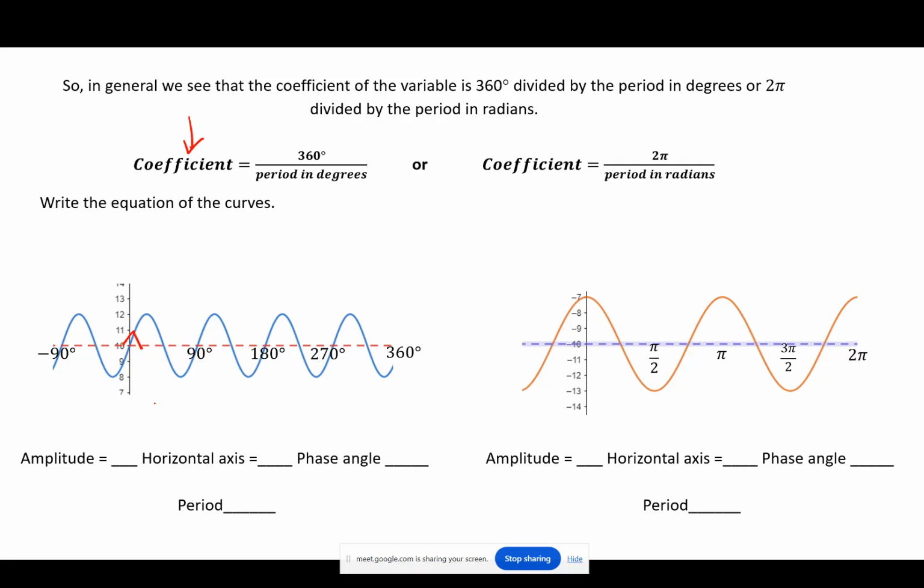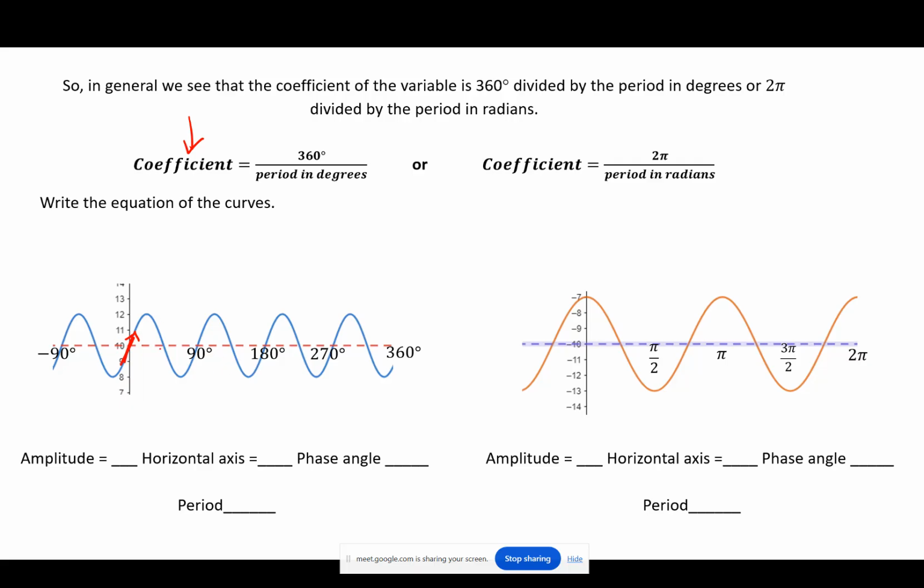So at this time, they're not going to give you a phase angle and a period change at the same time. They'll either give you a phase angle or they'll give you a period change. So you don't have to worry about doing both of those at the same time. We can see that this doesn't have a phase angle. It's doing exactly what a sine function usually does. It crosses right over the vertical axis, the y-axis, as it's on its way up, crossing the midline.